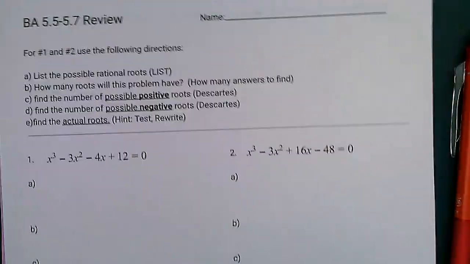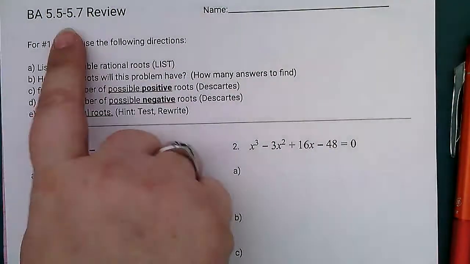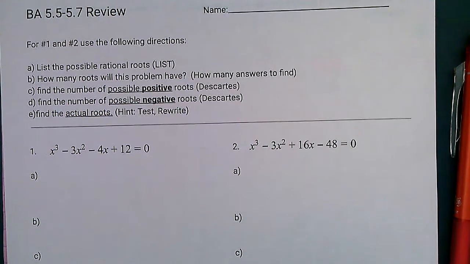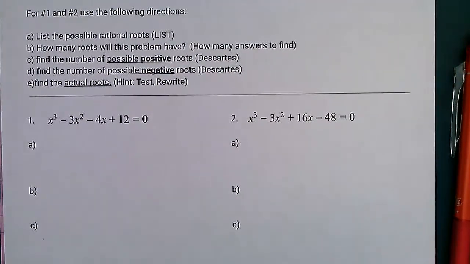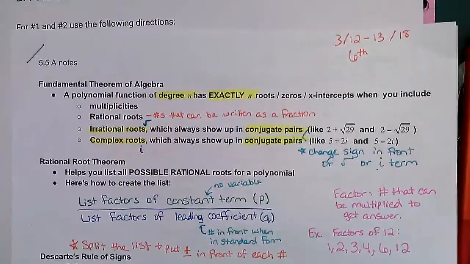All right, so we need to do a review, and I know it says 5.5 through 5.7, but it's really just going to be 5.5 and 5.6. I took the 5.7 problems off. So if you need your notes, this is what they look like.